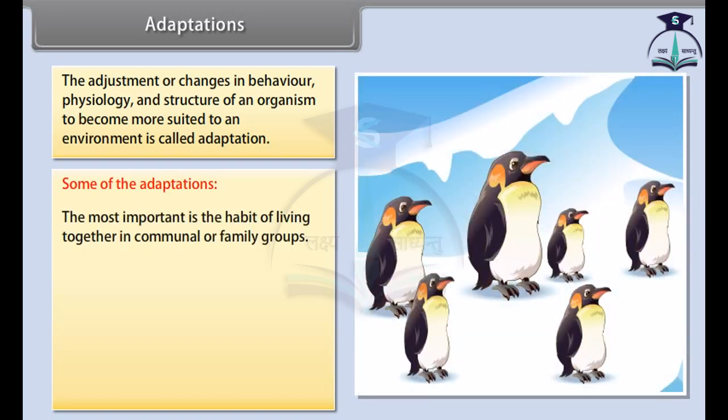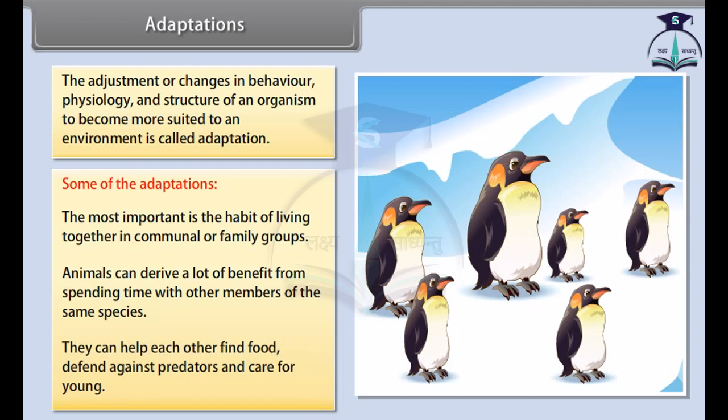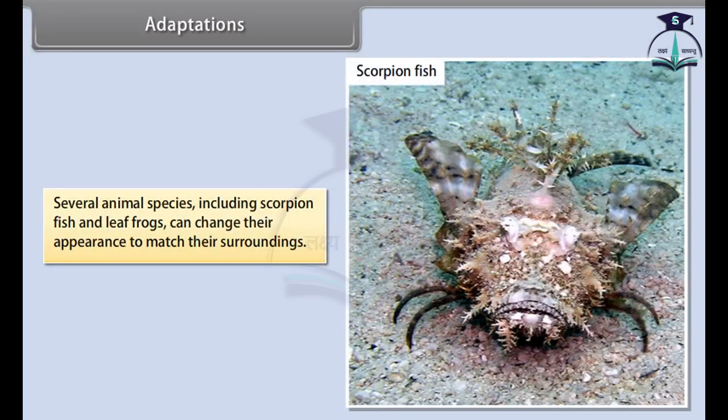The most important is the habit of living together in communal or family groups. Animals can derive a lot of benefit from spending time with other members of the same species. They can help each other find food, defend against predators, and care for young. Several animal species, including scorpionfish and leaf frogs, can change their appearance to match their surroundings.